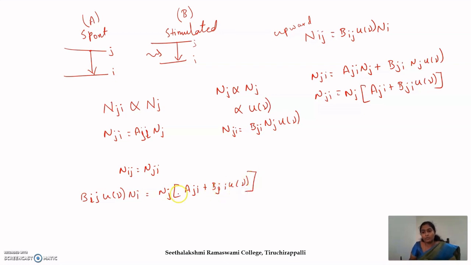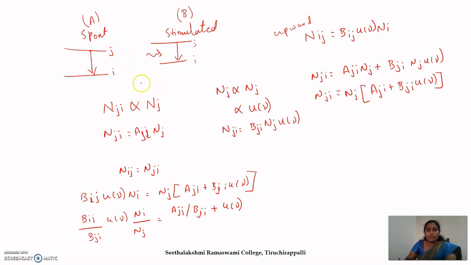Now we are going to solve this equation for the density of incident radiation. That means we are going to solve this equation for U nu. In order to make this equation simpler, we are just going to divide this equation by Bji. If I divide this equation by Bji, then it becomes Bij by Bji, then U nu Ni, and let's bring this Nj also here. Then I'll be having Aji by Bji plus U nu.